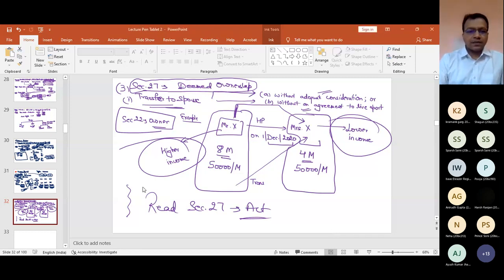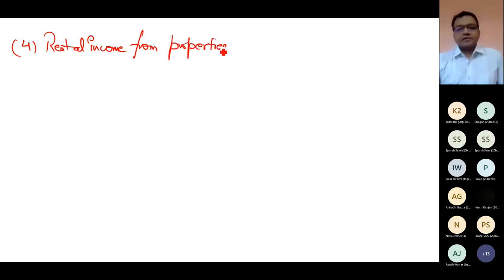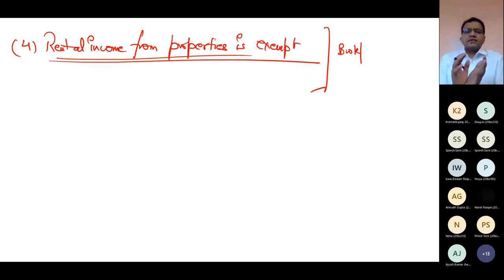And the last point, then the chapter is completely over and we will be left with only numericals. Fourth point, there are some rental incomes which are tax free. Rental income from properties is exempt. Which are those cases where rental income from properties is totally exempt? You can do it from any book, or from my book, or any material, or different provisions of the Act. Different sections give you this.